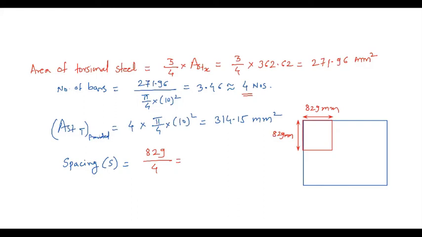Okay. So it works out to be 829 divided by 4. So it is 207.25. So here we always reduce the spacing. So we will keep this spacing as 205 mm center to center. So this is our spacing. We know the length up to which length we need to provide the reinforcement.